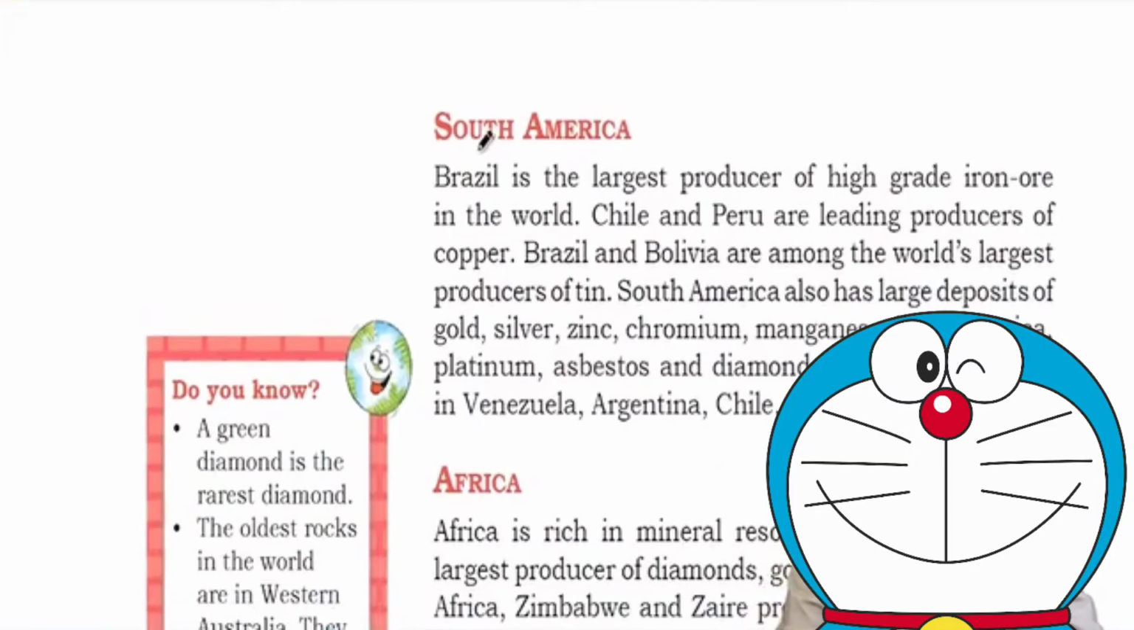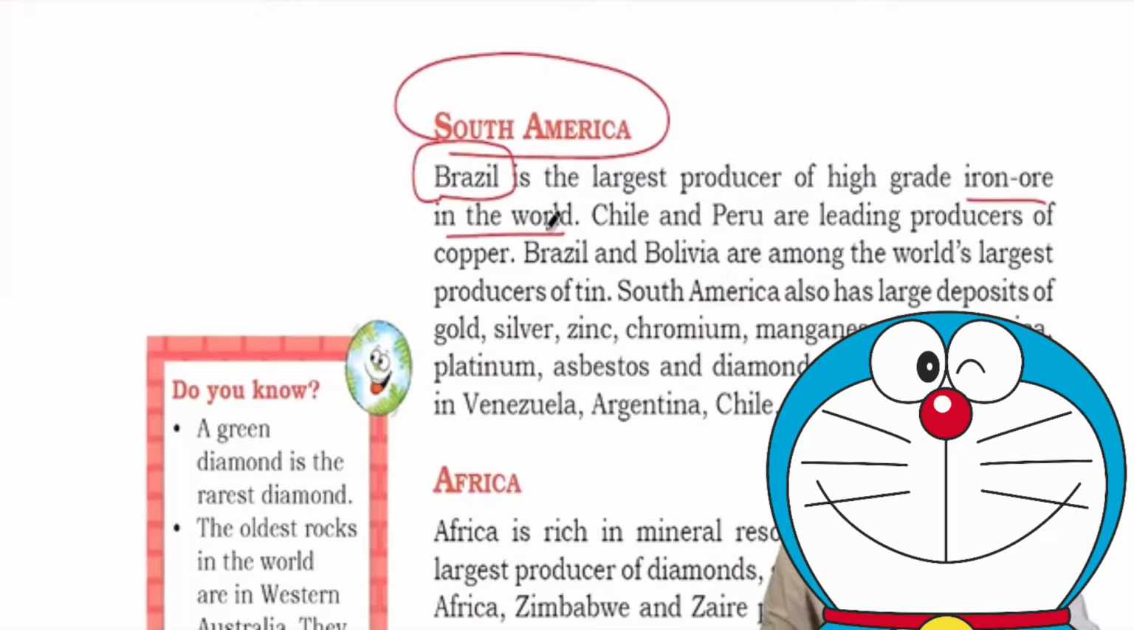Then when I talk about South America, I am talking about Brazil. It has one of the best iron ore in the world. Chile and Peru are leading producers of copper. I told you Chuquicamata, which is the copper town of the world. Brazil and Bolivia produce the world's largest tin, and the rest is present almost in this region.